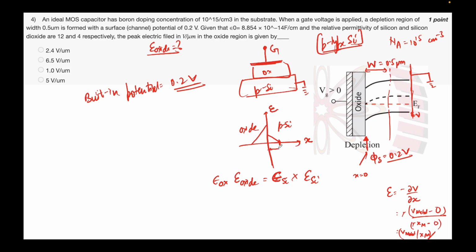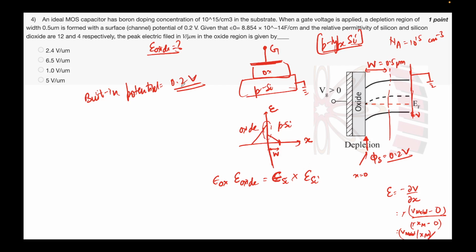This is essentially W, and this is your oxide, and here you will have some metal. Metal will be an equipotential surface. So yeah, it will look something like this. What I am interested in is only finding what's happening over here. Okay, so let's try to do that now.